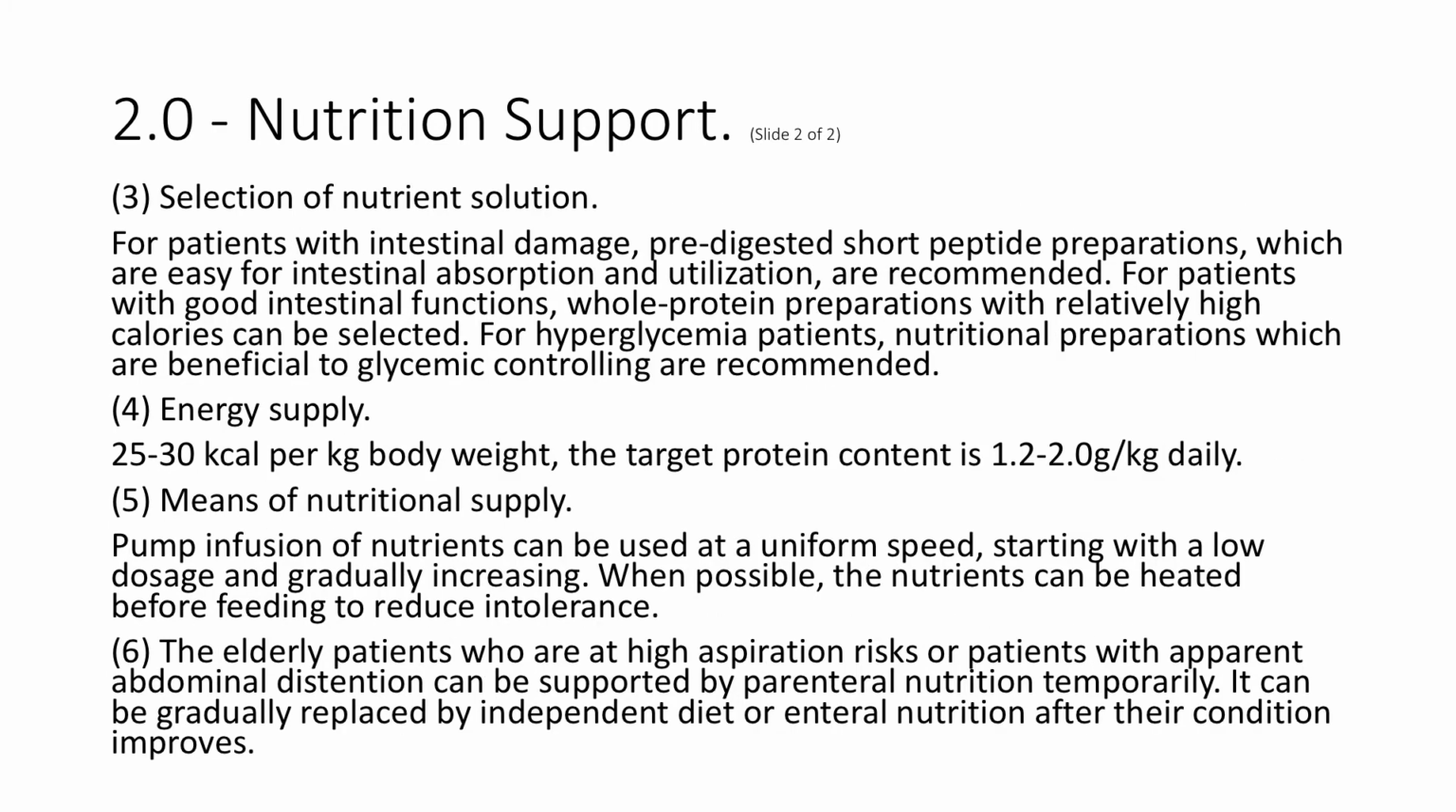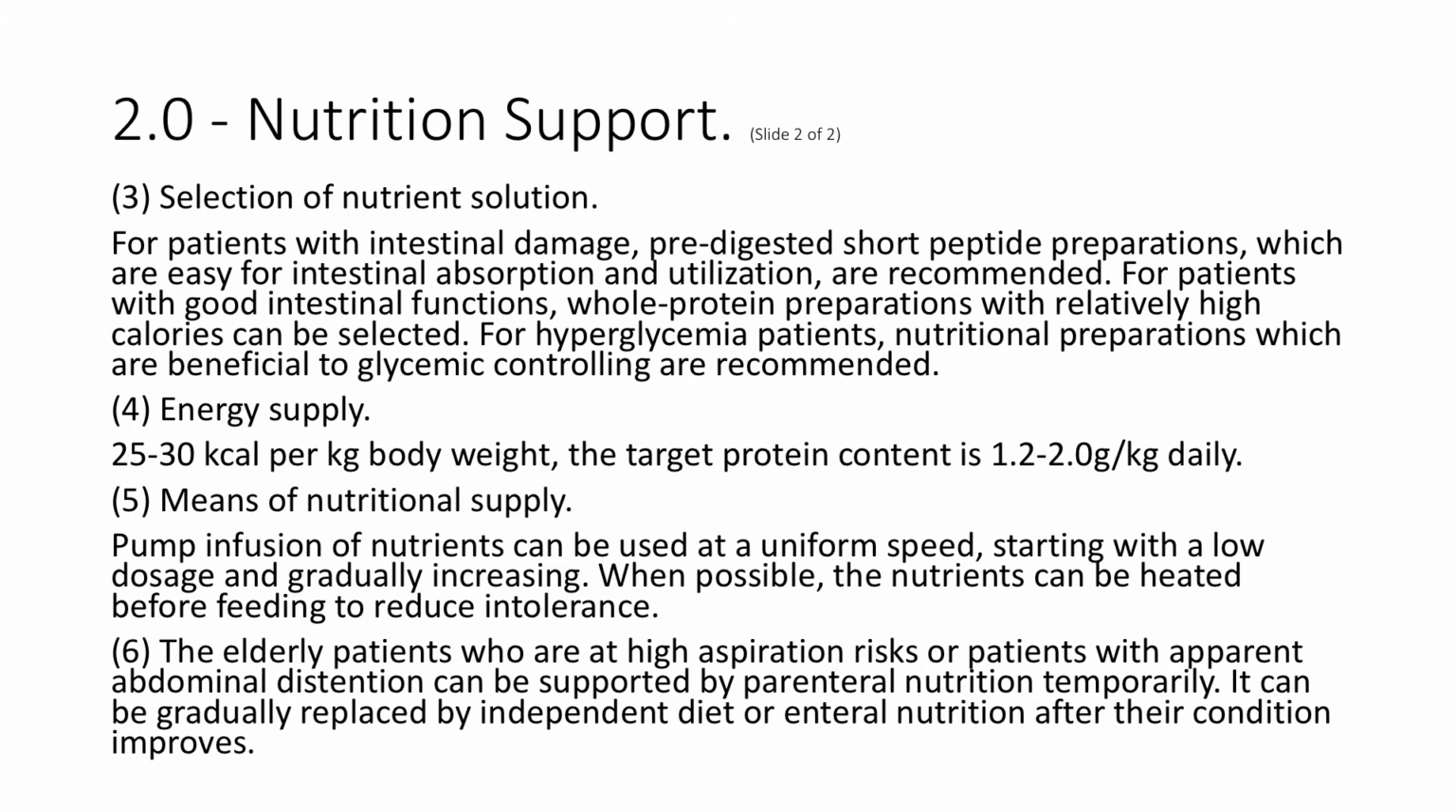3. Selection of nutrition solution. For patients with intestinal damage, pre-digested short peptide preparations, which are easy for intestinal absorption and utilization, are recommended. For patients with good intestinal functions, whole protein preparations with relatively high calories can be selected. For hyperglycemic patients, nutritional preparations which are beneficial to glycemic controlling are recommended.